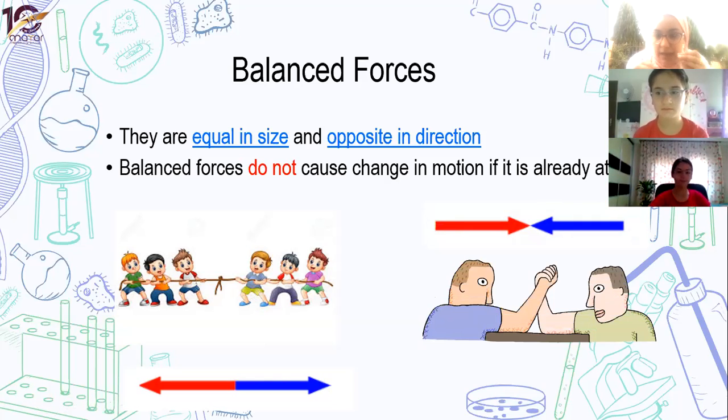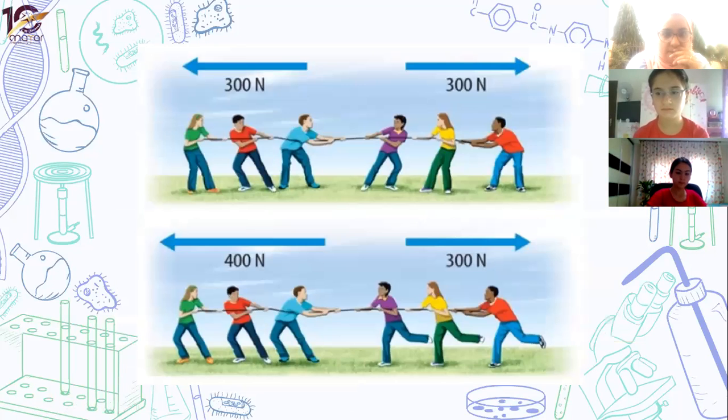To understand that, we are going to see different pictures. Okay, there are a lot of cars today. And here they are pulling the ropes. Picture number one, they are pulling 300 to the right, and on the other side 300 to the left. Same amount of force, opposite directions.